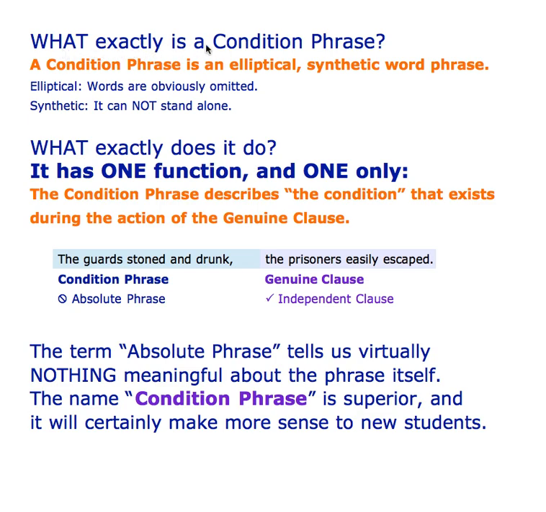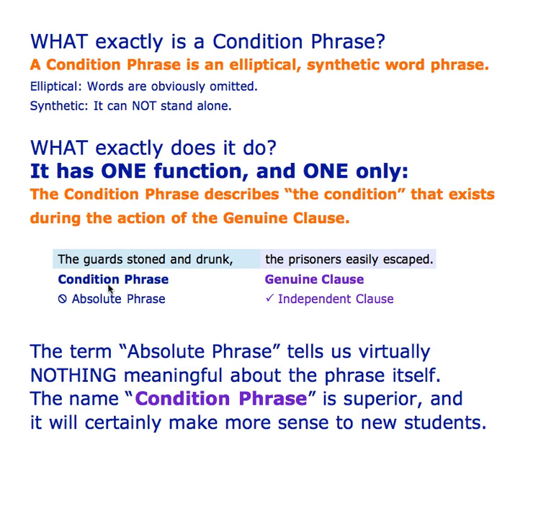What exactly is a condition phrase? A condition phrase is an elliptical, synthetic word phrase. In other words, elliptical words are obviously omitted, all right? Synthetic, it cannot stand alone, and it doesn't. So what exactly does it do? It has one function and one only. The condition phrase describes the condition that exists during the action of the genuine clause. Here's our example again. The guards stoned and drunk, the prisoners easily escaped.